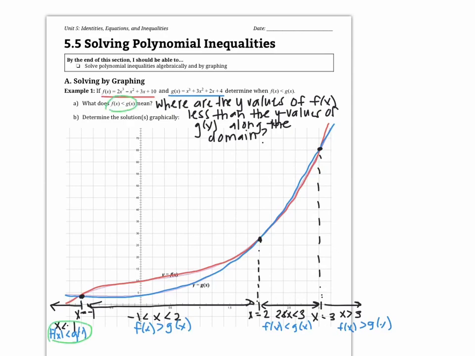Well, we have one interval right over here, when x is less than -1, and we've got another interval right over here, when x is between 2 and 3. So here's our final solution. f of x is less than g of x when x is less than -1 and x is between 2 and 3. If we want to write it in interval notation, we could do the same, and it would look like this.